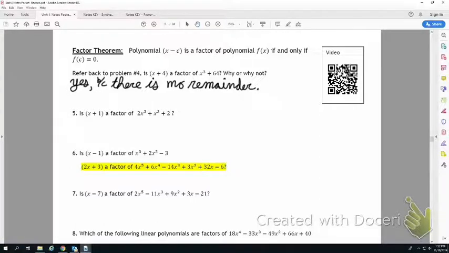Now, if you look up here, this is most likely what these kind of questions are going to look like. It's not going to ask you for the remainder necessarily. It might. But it's probably going to say, is this a factor of this? And so you do the factor remainder theorem. If it comes out to 0, yes, it's a factor. If it comes out to a number other than 0, no, it's not a factor. Now, I want to show you something.